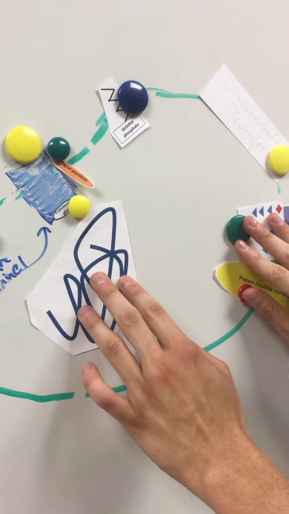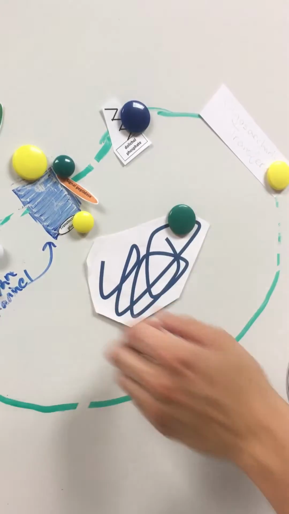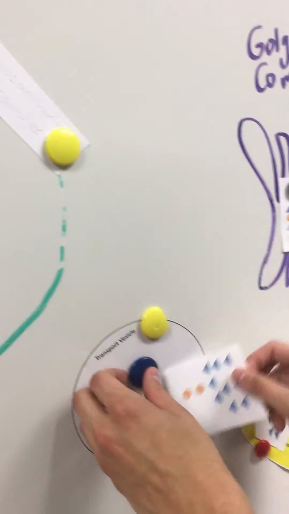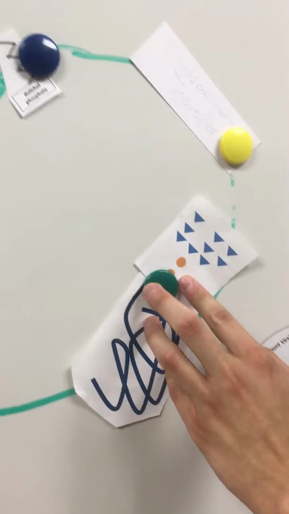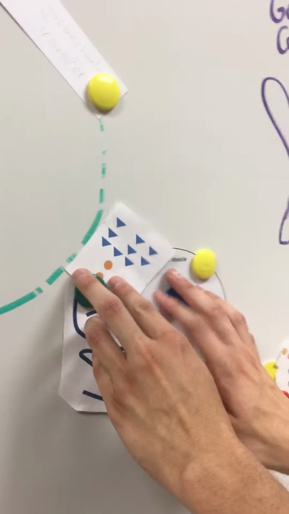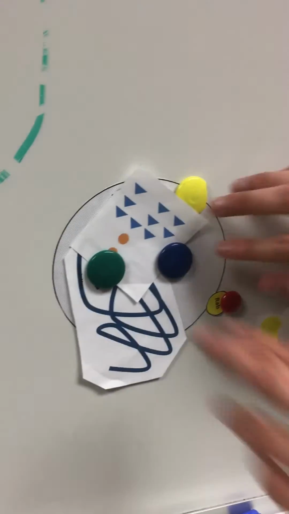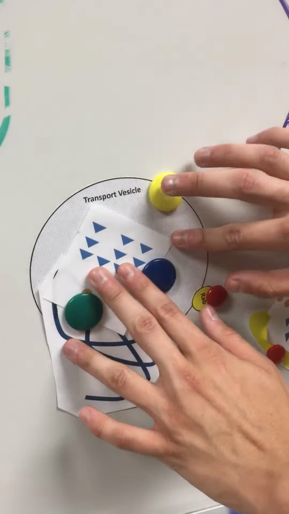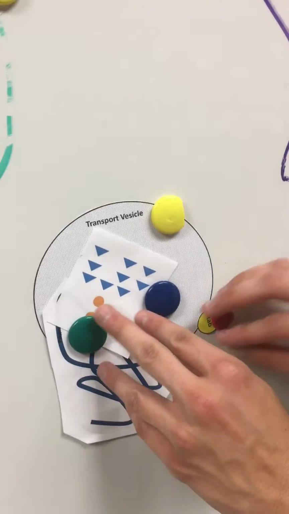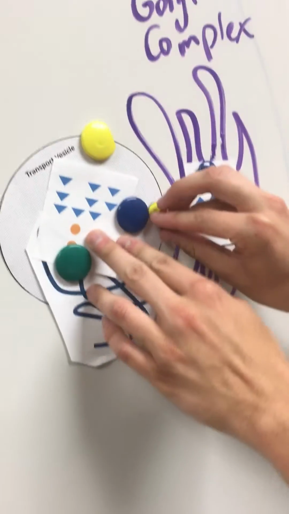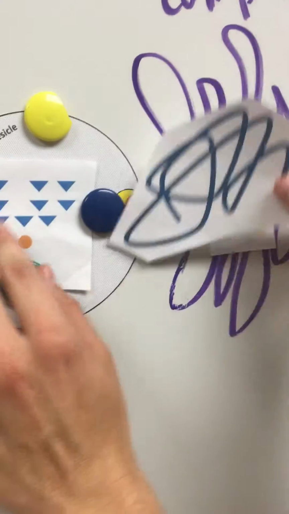Transport vesicles pinch off of the ER and move folded proteins from the rough ER to the cis Golgi. The Golgi complex is split up into three parts: the cis, medial, and trans Golgi network, and between them, the cis, medial, and trans cisterna.